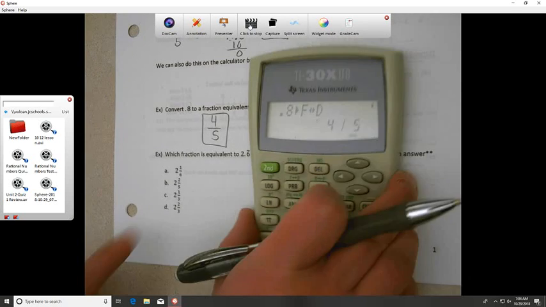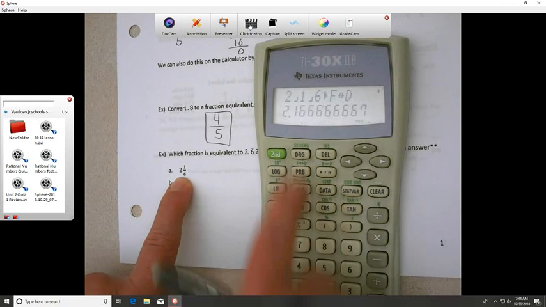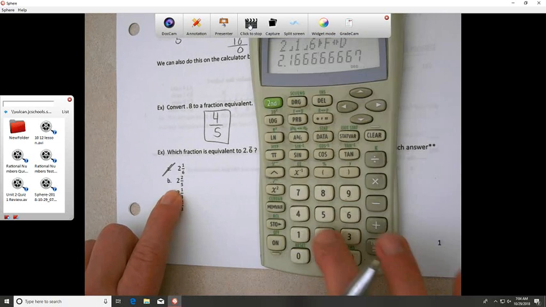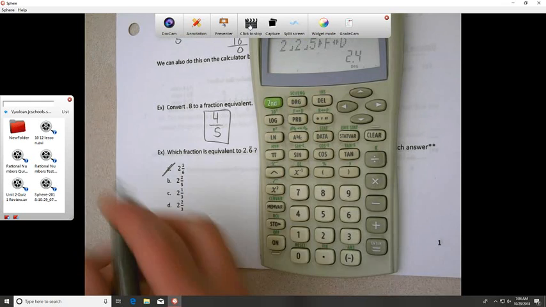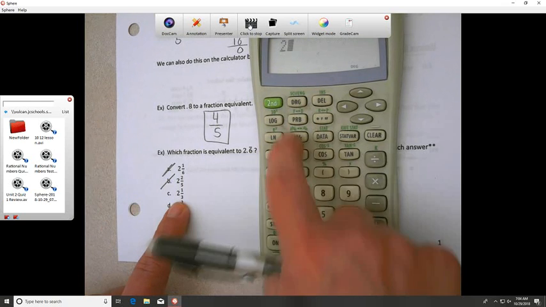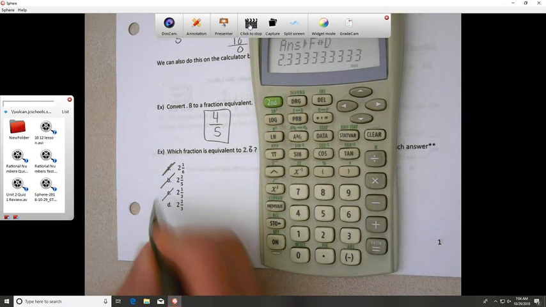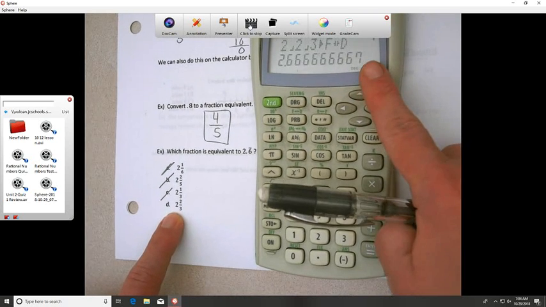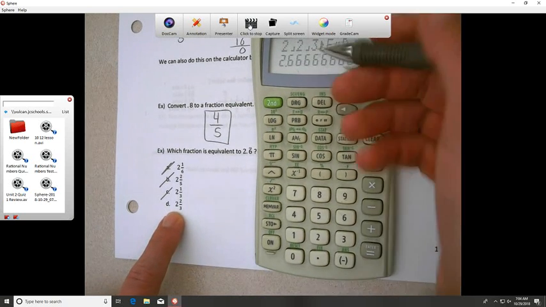So I'll take my first one, 2 and 1/6. So I'm going to press 2, ABC 1, ABC 6, so that's 2 and 1/6, and then second PRB. So that tells me it's 2.16 repeating. That's not it. So then I try the next one, 2 and 2/5, second PRB. 2.4, that's not what I want. So then I do 2 and 1/3. Oops, second PRB. And that's not what we want. So then 2 and 2/3. And that comes out to 2.6 repeating. So that 7 at the end is only there because your calculator is going to round the last digit. So this really is 2.6 repeating. So that's going to be choice D.